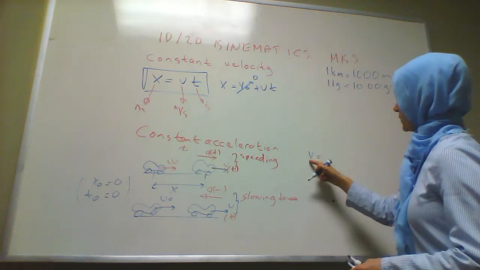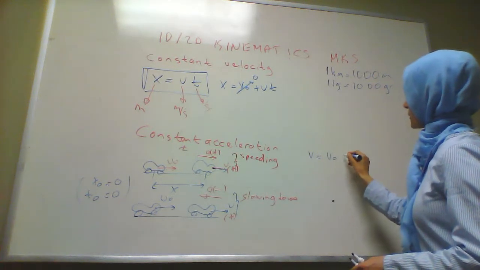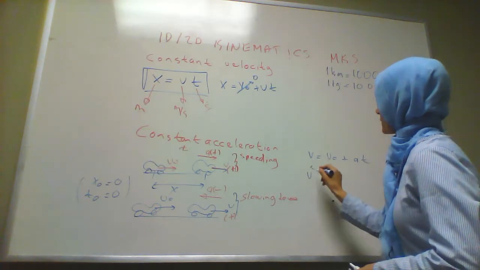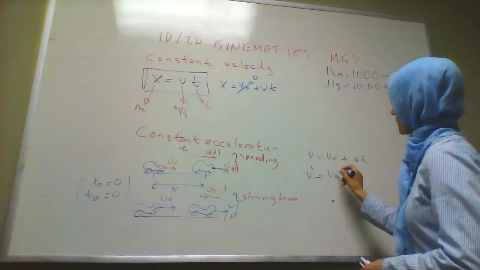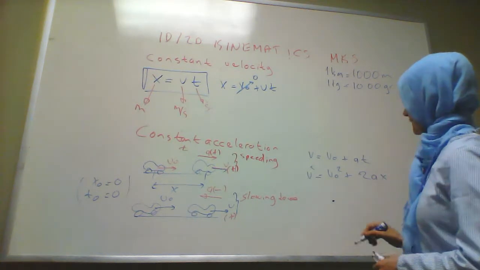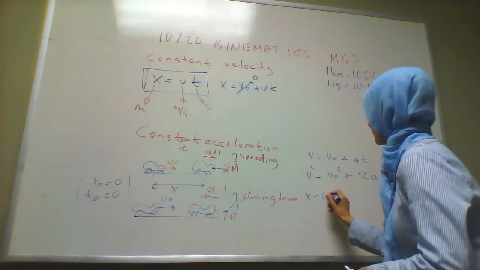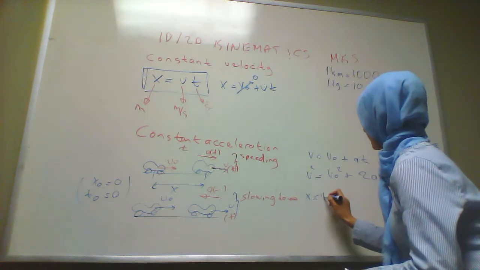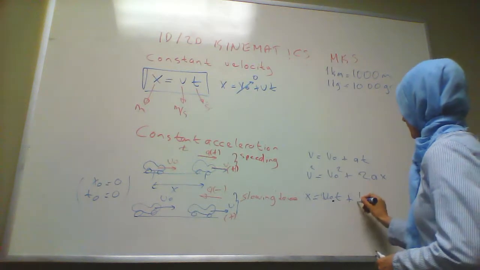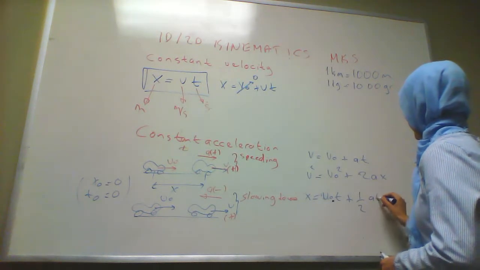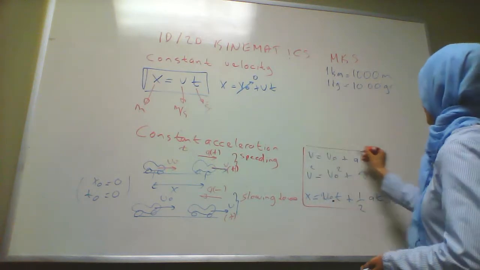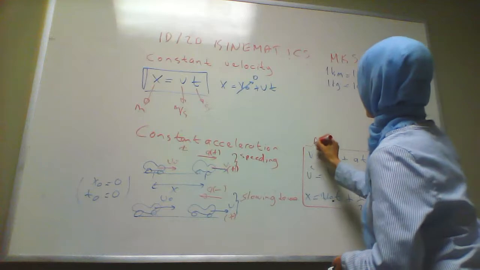So the equations that we'll have will be: final velocity is equal to initial velocity plus a times t, or final velocity squared is equal to initial velocity squared plus 2 times a times x distance, or x is equal to initial velocity times the time plus 1 over 2 a t squared. These are the equations for accelerated motion, or speeding up.